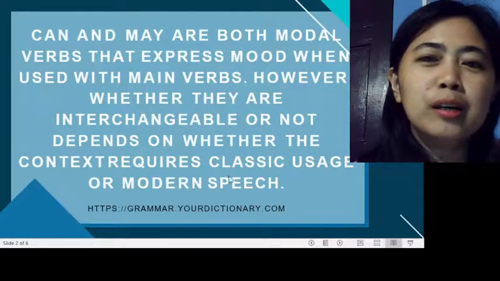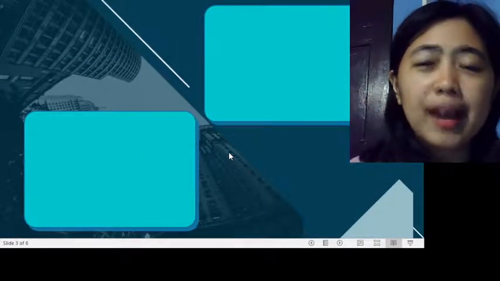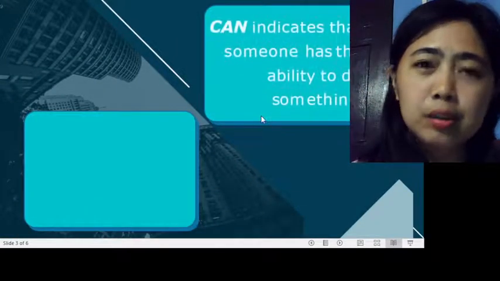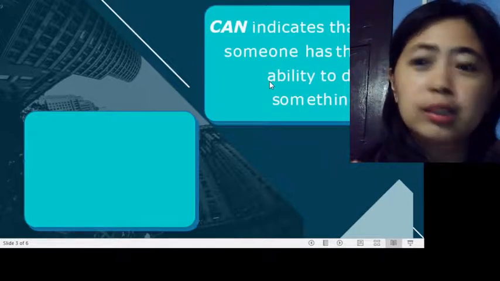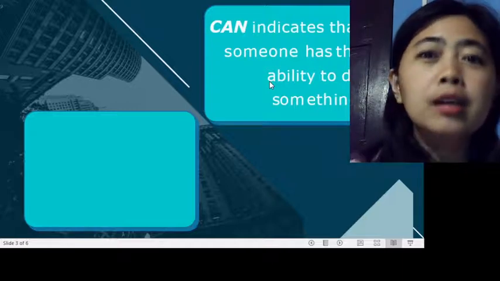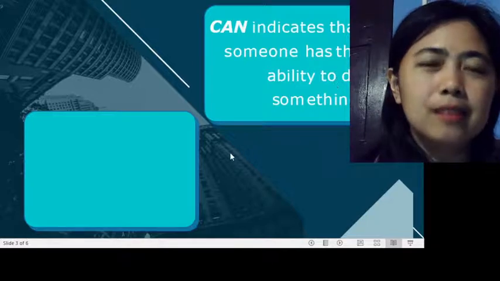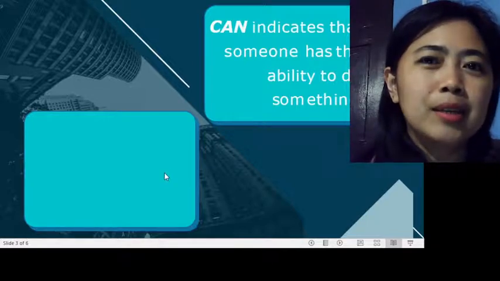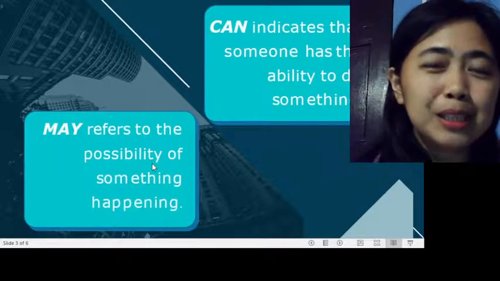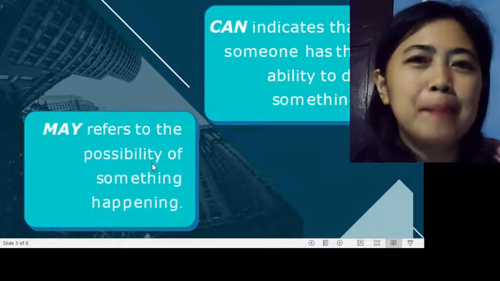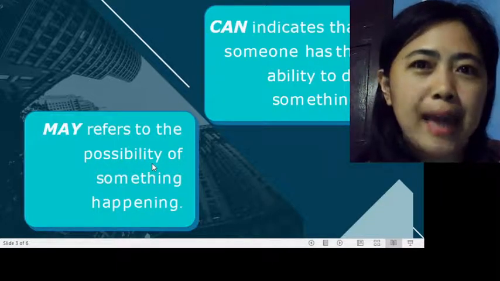Generally, as we try to define, can is used to indicate that someone can do something, or the ability for someone to do something. That's the general rule of can for the sentences. On the other hand, may is more on the possibility of something that is going to happen. So may refers to the possibility of something happening.